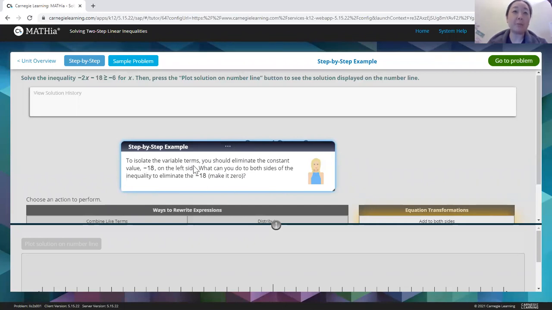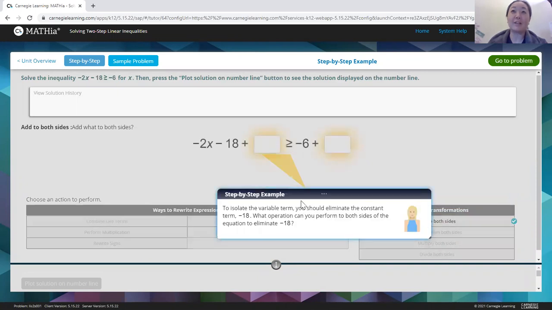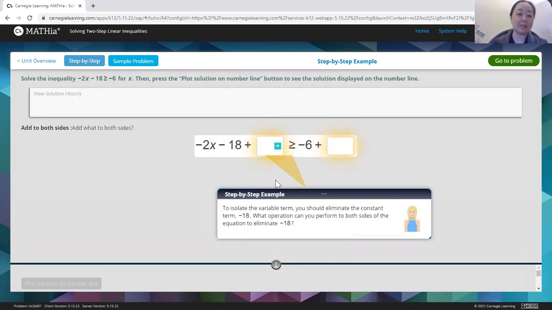So to isolate the variable terms, you should eliminate the constant value -18 on the left side. What can you do to both sides of the inequality to eliminate the -18? Basically make a 0. So if you notice right here, I'm going to just bring this down. Oh, look, it highlights it for me. Okay, add to both sides, right? And so what am I adding? I'm adding 18, right, to make that 0.